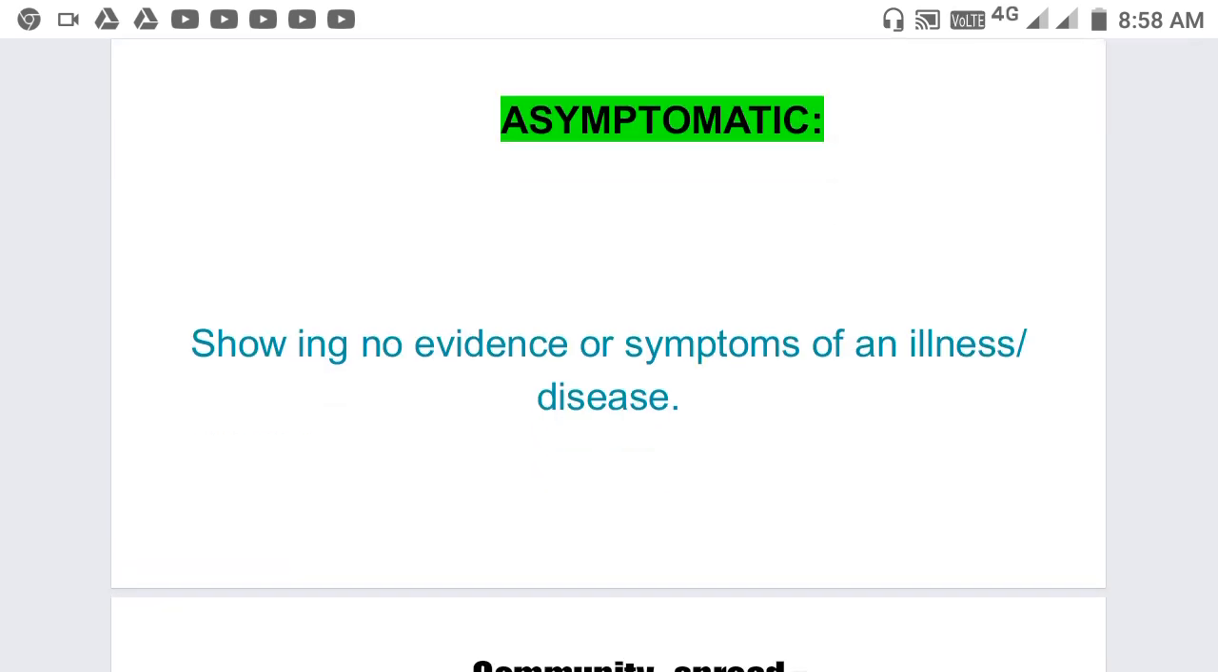Another important term is asymptomatic. What is asymptomatic? We know that in case of any disease or illness, some symptoms are detected. But in some cases, though the person is suffering from a particular disease, the symptoms and signs very much associated with that disease sometimes cannot be found. So, showing no evidence or symptoms of an illness or disease, such a state of the patient is called asymptomatic. That is, suppose a person is already suffering from a disease, but he is not aware of this fact because no symptom of that particular disease has been detected either by him or by any physician.